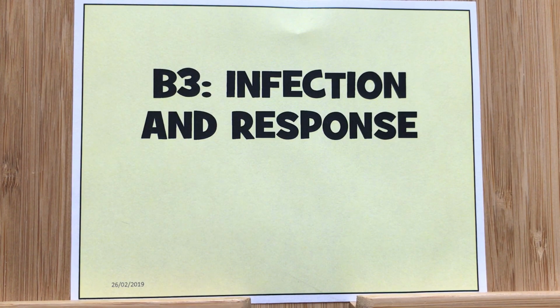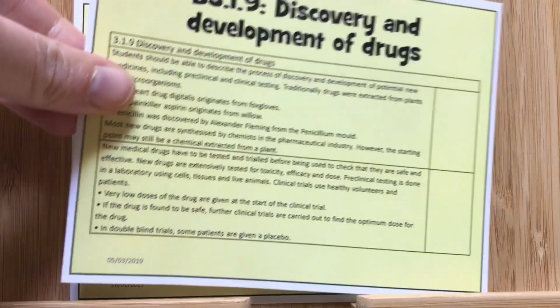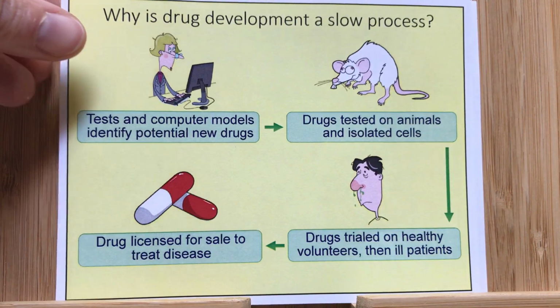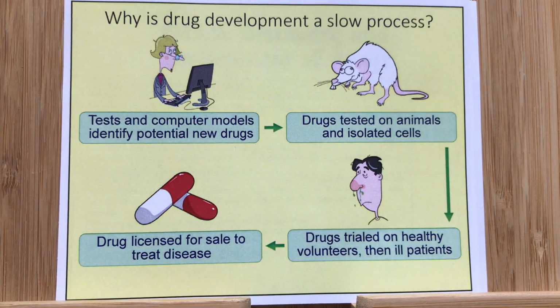This is a B3 infection and response video looking at the discovery and development of drugs. Now, drug development is a very slow process, okay? Tests and computer models to identify potential new drugs are used first, so we can look in a central kind of resource bank and see what do we know about drugs already, particular drugs that we might be using, how they interact with other drugs, what have other people found out about them in the future.